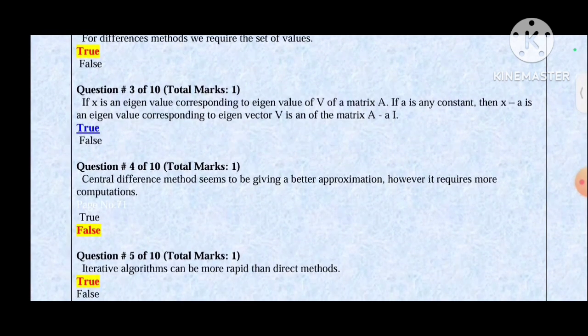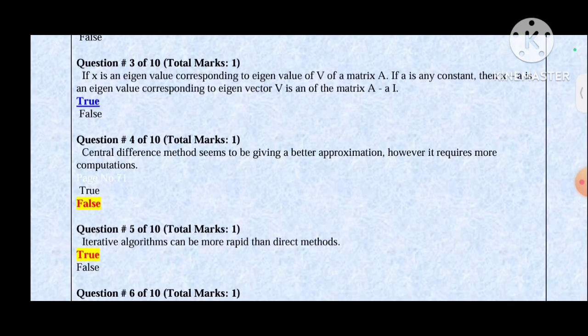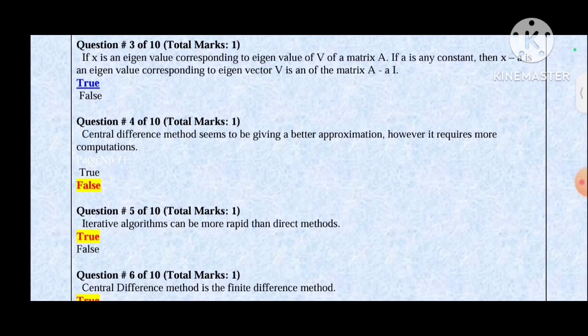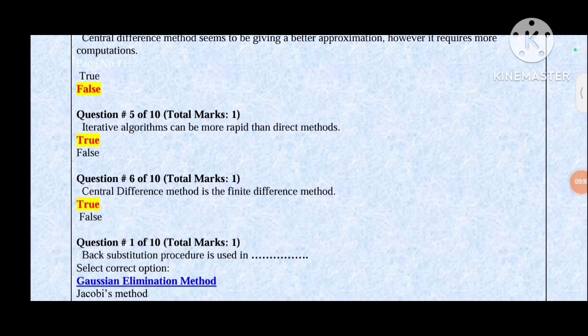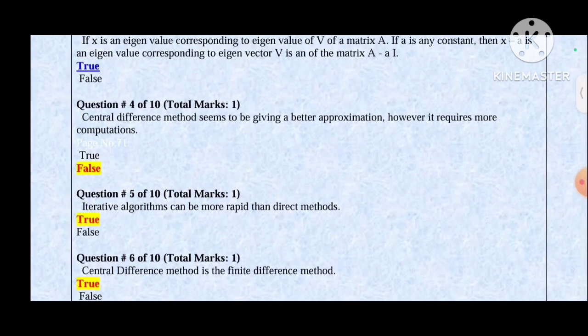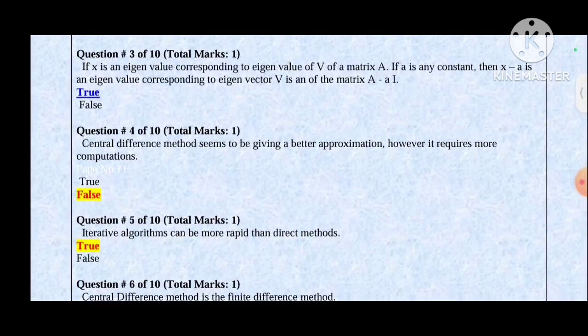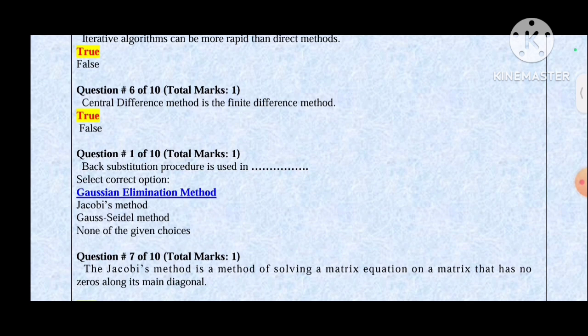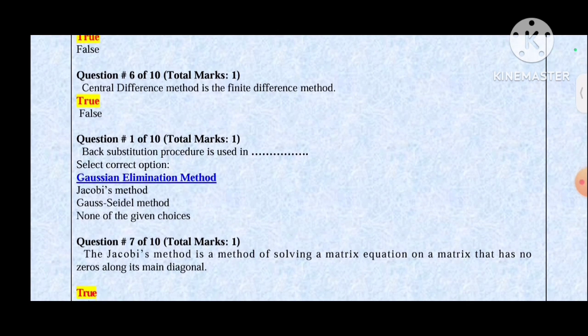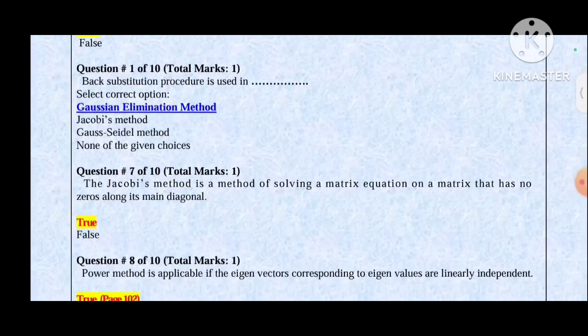The central difference method seems to give a better approximation, however it requires more computations. True. An iterative algorithm can be more rapid than a direct method. True. The back substitution procedure is used in Gauss's elimination method.